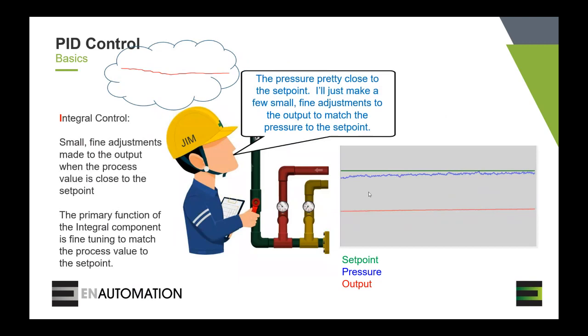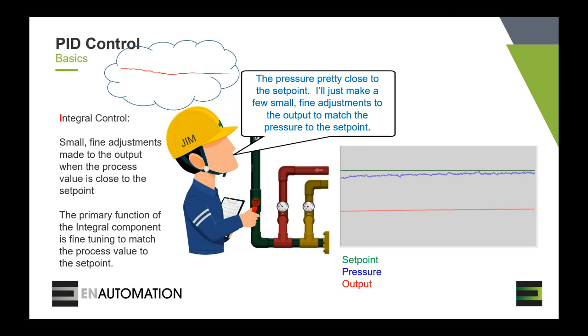Jim here is looking at the trend. He sees that the process value is pretty close to set point, but it's not quite there. So he doesn't really need to make any big adjustments. He just wants to make some small, fine adjustments. And that's integral control. It's a series of small, fine adjustments to match the process value to the set point.